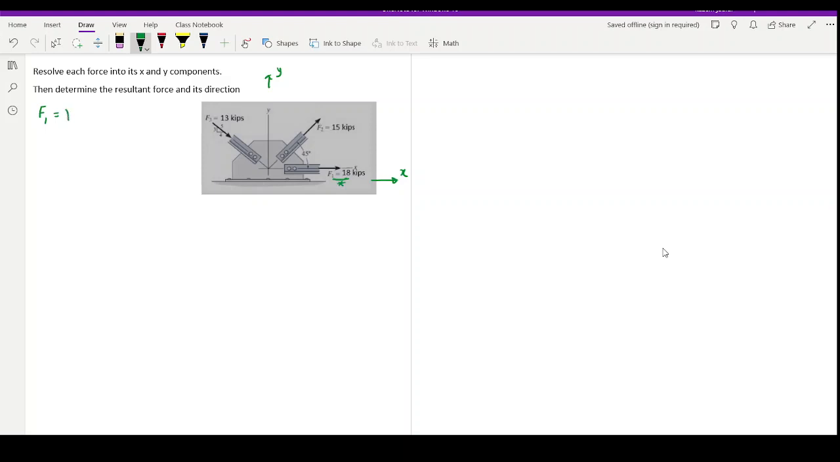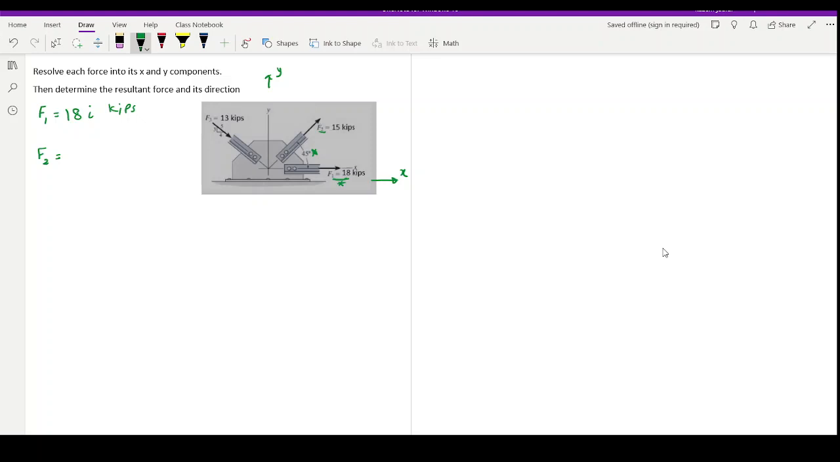So it's going to be 18i. I'm writing this kips in front of it. So 18,000 i or 18 kips i, I write kips in front of it. F2 is the second force and the angle 45 degrees is given for this force.